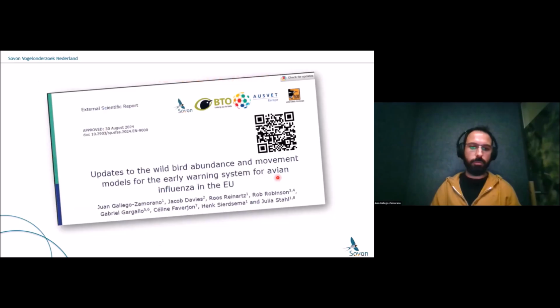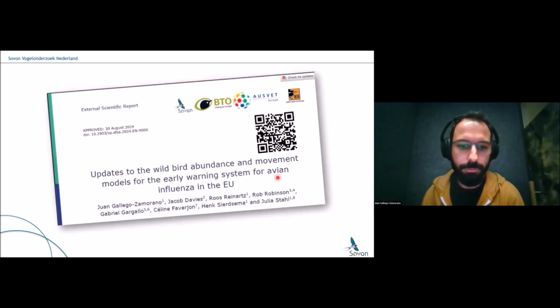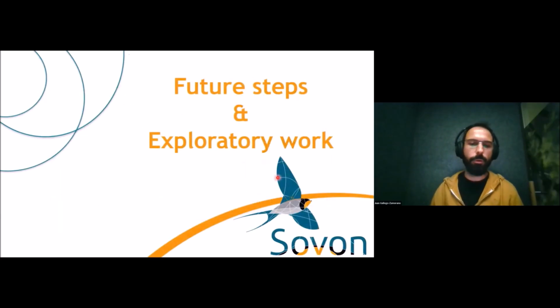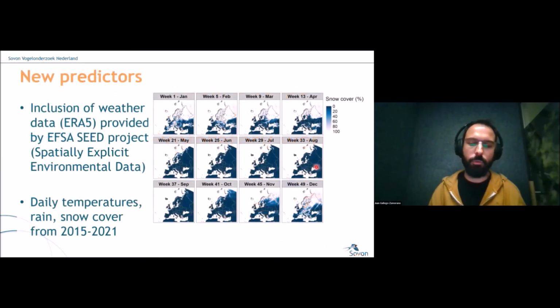So this was published already in a report that we made, and that is open access, so you can access it freely. But we were not happy just with having this early warning system and these models. So we started to do some future steps and some exploratory work, which I will also present here. One of the things that we thought is that it would be nice to include new predictors that also vary over time.